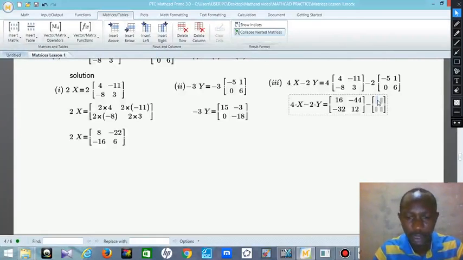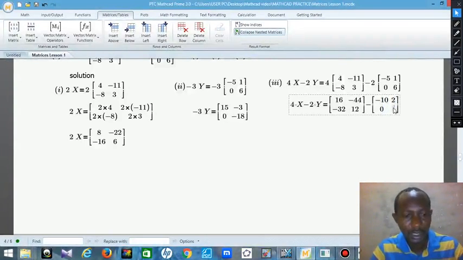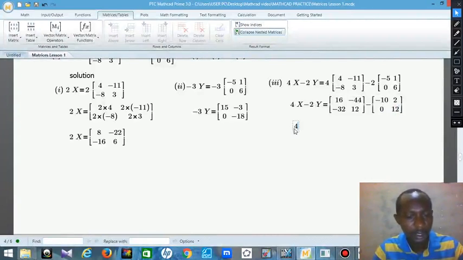So this one will give us minus 10, which is 2 times minus 5, minus 10. Then 2 times 1 will give us 2. Then 2 times 0 is 0. 2 times 6 is 12. Okay, so now let's go to our final answer.